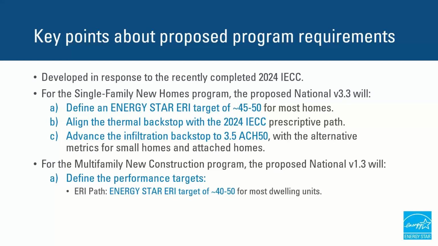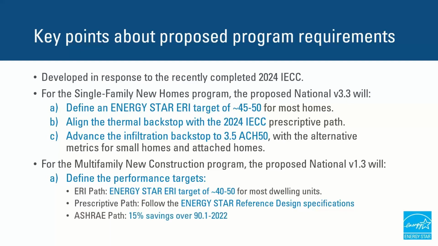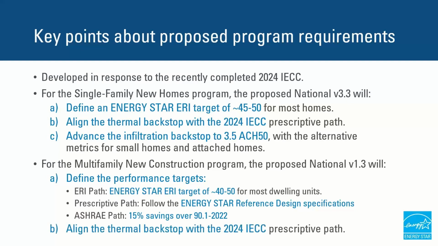For the multifamily new construction program, the proposed national version 1.3 program requirements will first define new performance targets. For the ERI path, an Energy Star ERI target of about 40 to 50 will be for most dwelling units. For the prescriptive path, the Energy Star reference design specifications will be used. And for the ASHRAE path, a target of 15% savings over 90.1 2022 is proposed. Secondly, like the single-family new homes program, national version 1.3 will align the thermal backstop with the 2024 IECC prescriptive path.